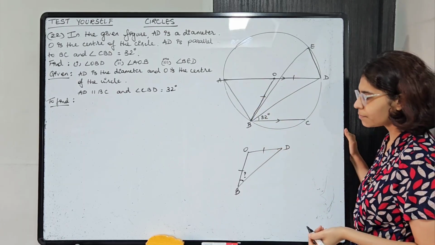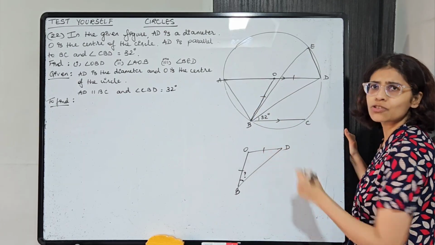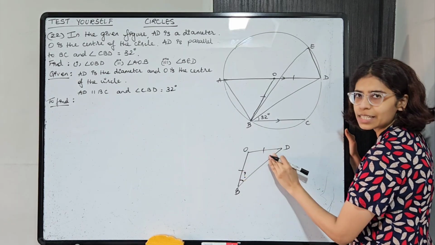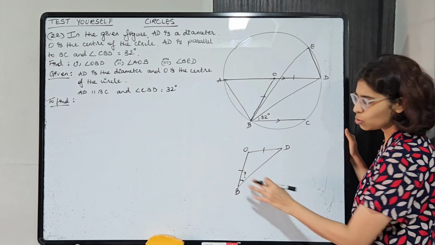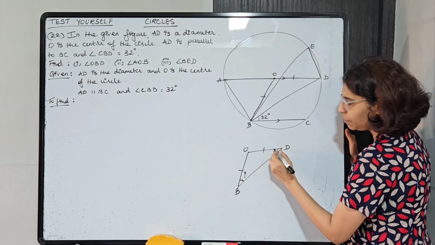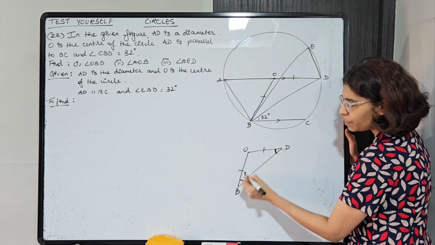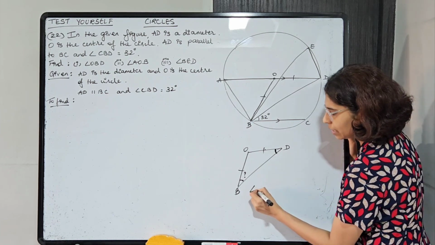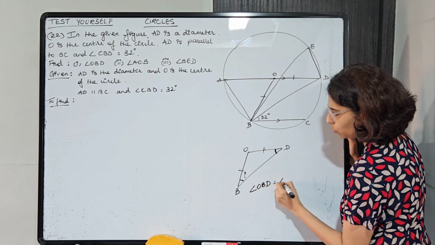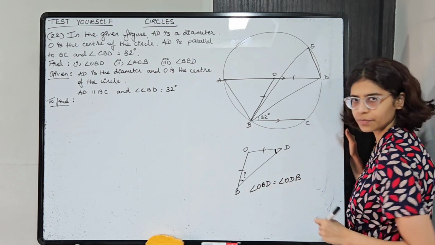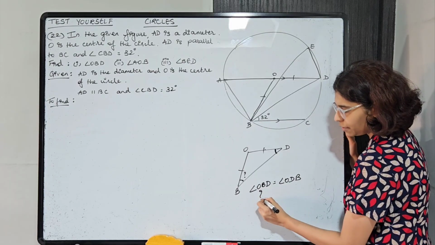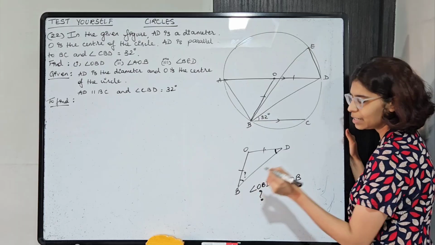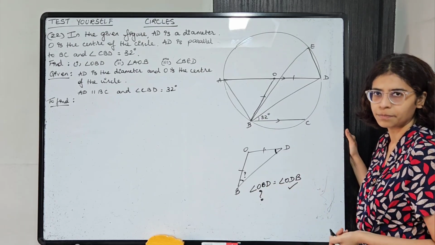Therefore, this is an isosceles triangle. Now, angles opposite to these equal sides will be equal. So the opposite angle, angle ODB, and the opposite angle, angle OBD, both are going to be equal. Angle OBD is equal to angle ODB. This I need to find. So once I get ODB, I'll easily get OBD. Both are equal.